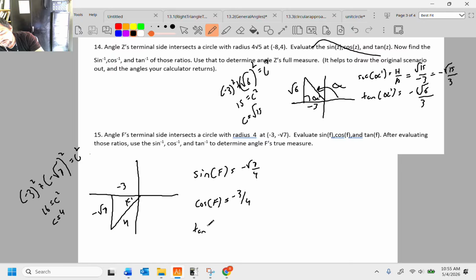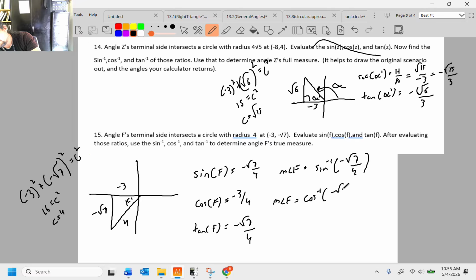And then the tangent of F would be, negative root 7 over 4. All right, so now I'm saying use the arcs, the inverse ones. So the measure of angle F would be the arc sine of negative root 7 over 4. The measure of angle F could also be the arc cosine of negative root 7 over 4. And then the tangent, the measure of angle F is the arc tangent of negative root 7 over 4.